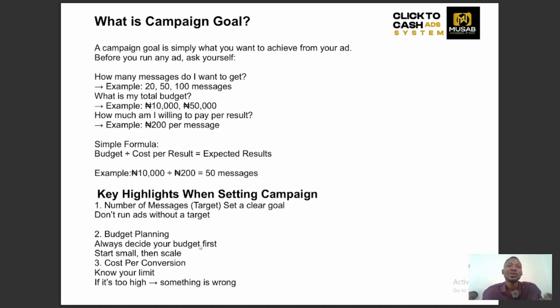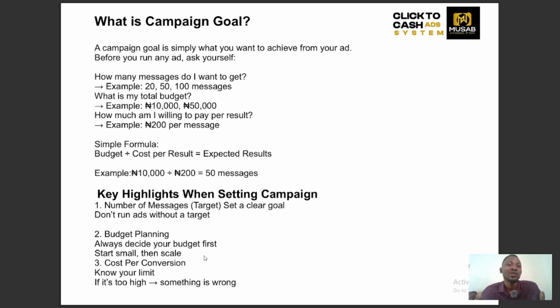Budget planning. Always decide your budget first. Start small, then scale. What it means is that if you are a beginner, for instance, you want to run ad, I don't expect you to start putting 10,000. You can start with as low as 2,000 or even 5,000, highest. Then when the ad starts running, you allow it to run for a couple of days. Then you scale. If the ad is doing well, then you can decide to add more money into it.